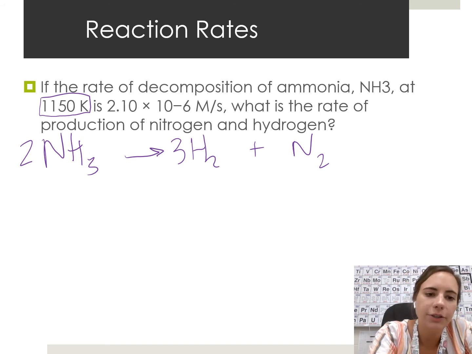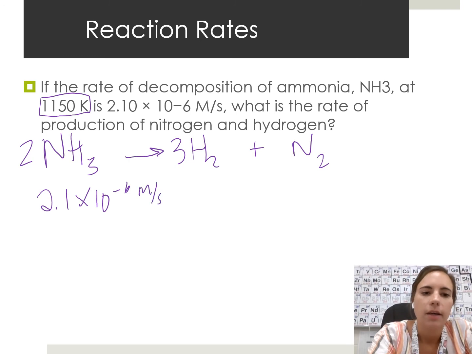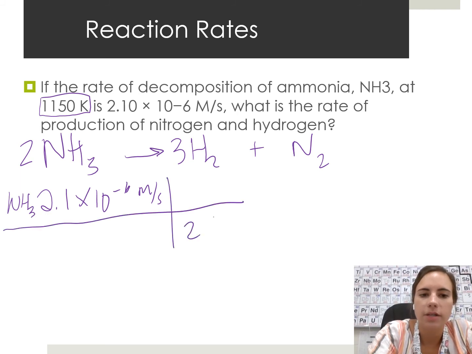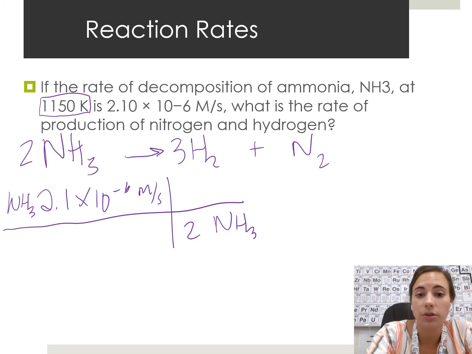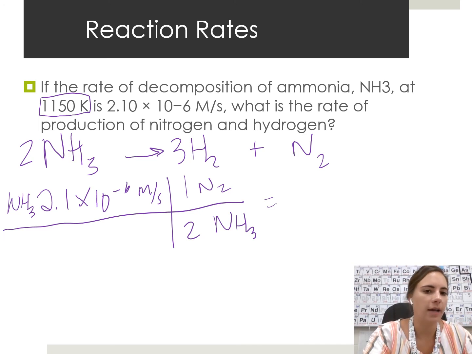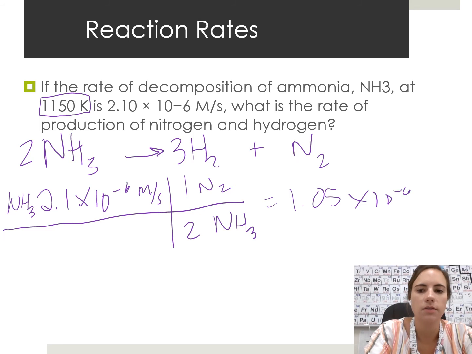So I do know that 2.1 times 10 to the negative 6 molarity per second is my rate of decomposition of ammonia. And every time 2 ammonia molecules are used, 1 nitrogen is produced. So I'm just going to divide this number by 2, and I get 1.05 times 10 to the negative 6 molarity per second is my rate for nitrogen.